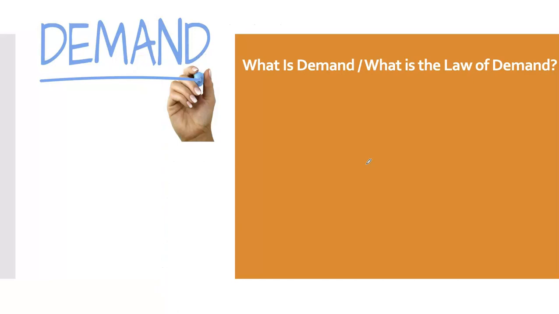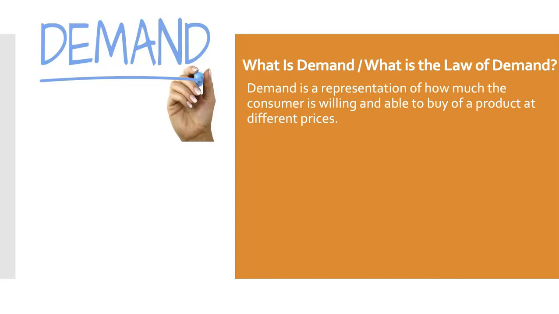So what is demand and what is the law of demand? Key principles of economics, in particular microeconomics. When I talk about demand, I am talking about a representation of how much the consumer is willing and able to buy of a product at different prices. So essentially, demand is how much is a buyer willing to buy and is able to buy of a product at the different levels of prices that the product could be at.